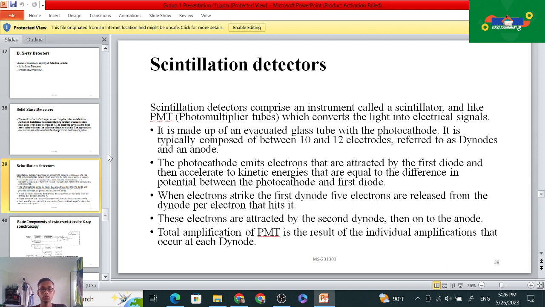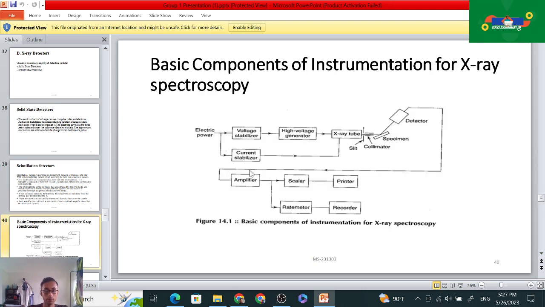And the photocathode emits electrons that are attracted by the first dynode and then accelerated to kinetic energies equal to the difference in potential between the photocathode and the first dynode. When the electrons strike the first dynode, several electrons are released per electron that hits it, and these electrons are ejected to the second dynode and then onto the anode. The total amplification of the PMT is the result of the individual amplification that occurs at each dynode.